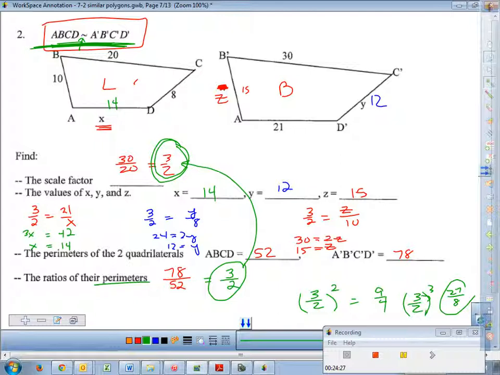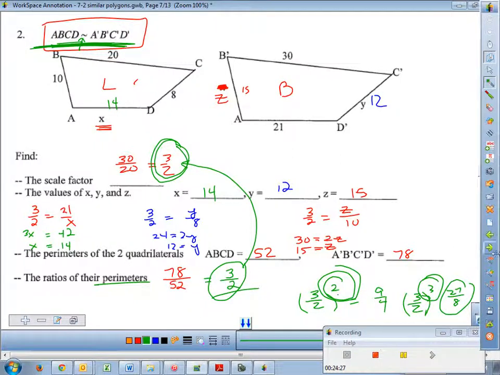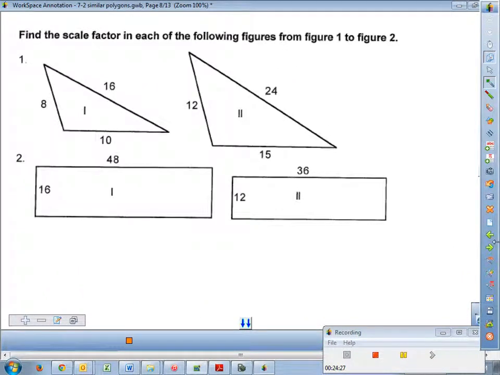They're going to ask you some tricky questions, and maybe you've even seen some of those on the STAR test before. It's like, these are similar to each other. What's the ratio of these guys' perimeters? What label goes on perimeters? First power, second power, third power? First power. That's why we got 3/2. Areas. What label is area? Squared. And volume is third power, correct? So all you got to do is do that to the scale factor.